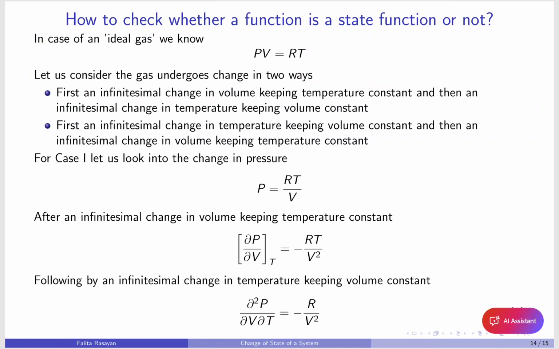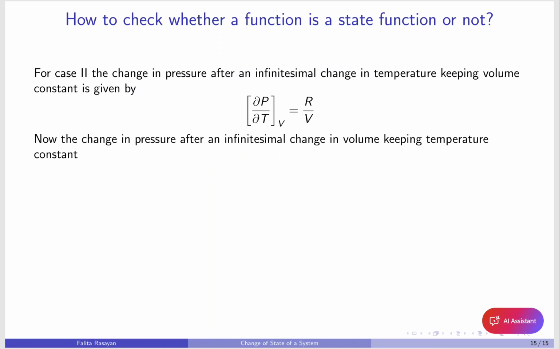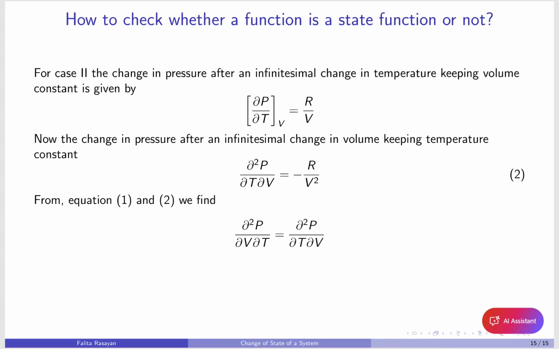Now let us follow the second one. Case 2: the change in pressure after an infinitesimal change in temperature keeping volume constant is given by (∂P/∂T) at constant V = R/V. Now the change in pressure after an infinitesimal change in volume keeping temperature constant gives us ∂²P/∂T∂V = -R/V². So from equation 1 and equation 2, what can we find? We find ∂²P/∂V∂T is equal to ∂²P/∂T∂V.